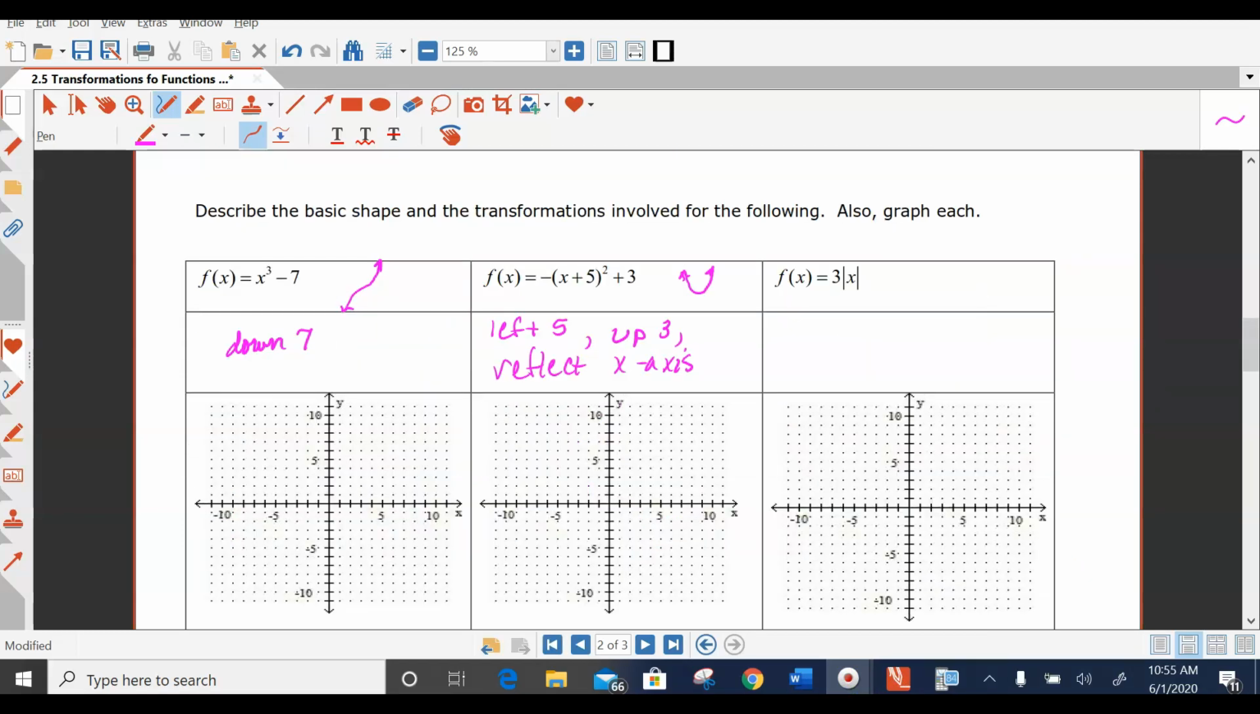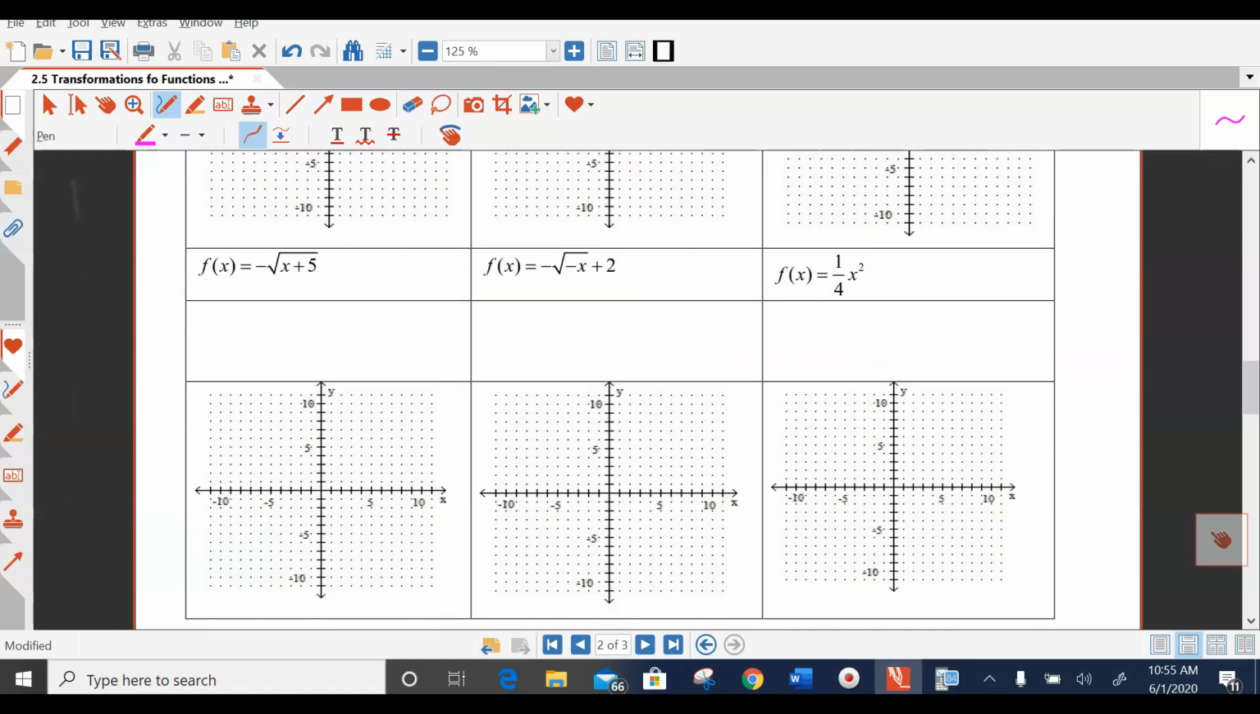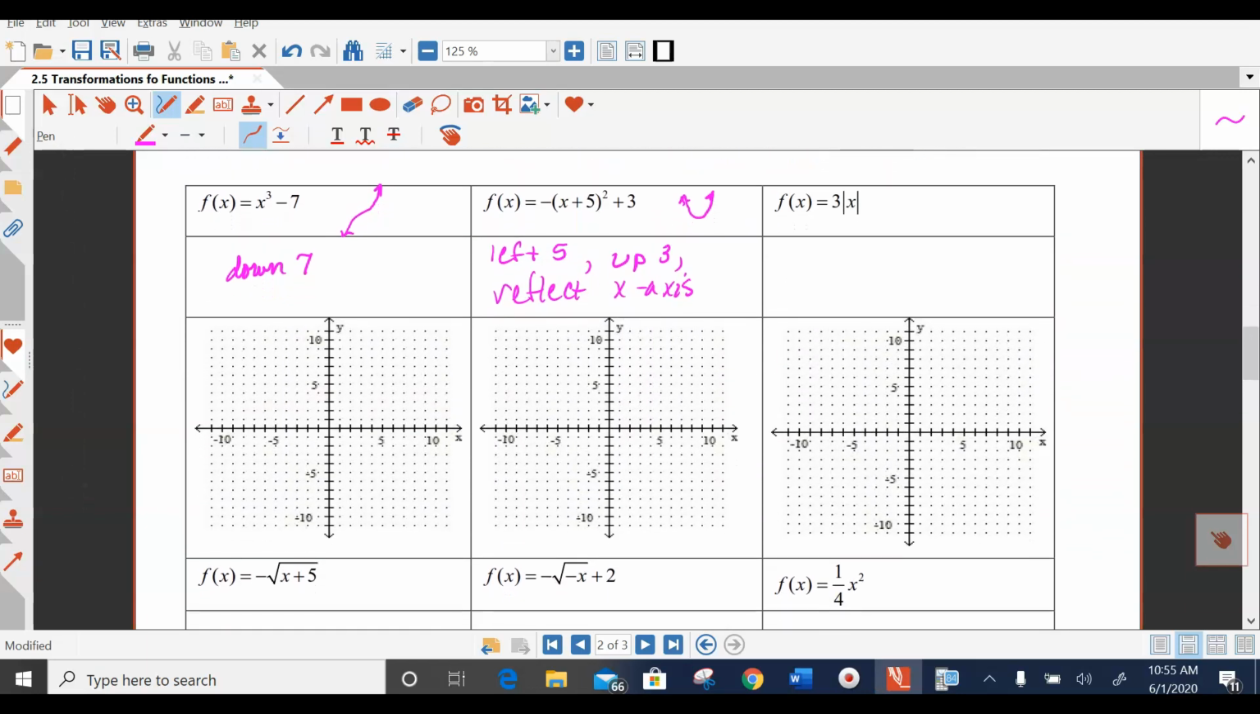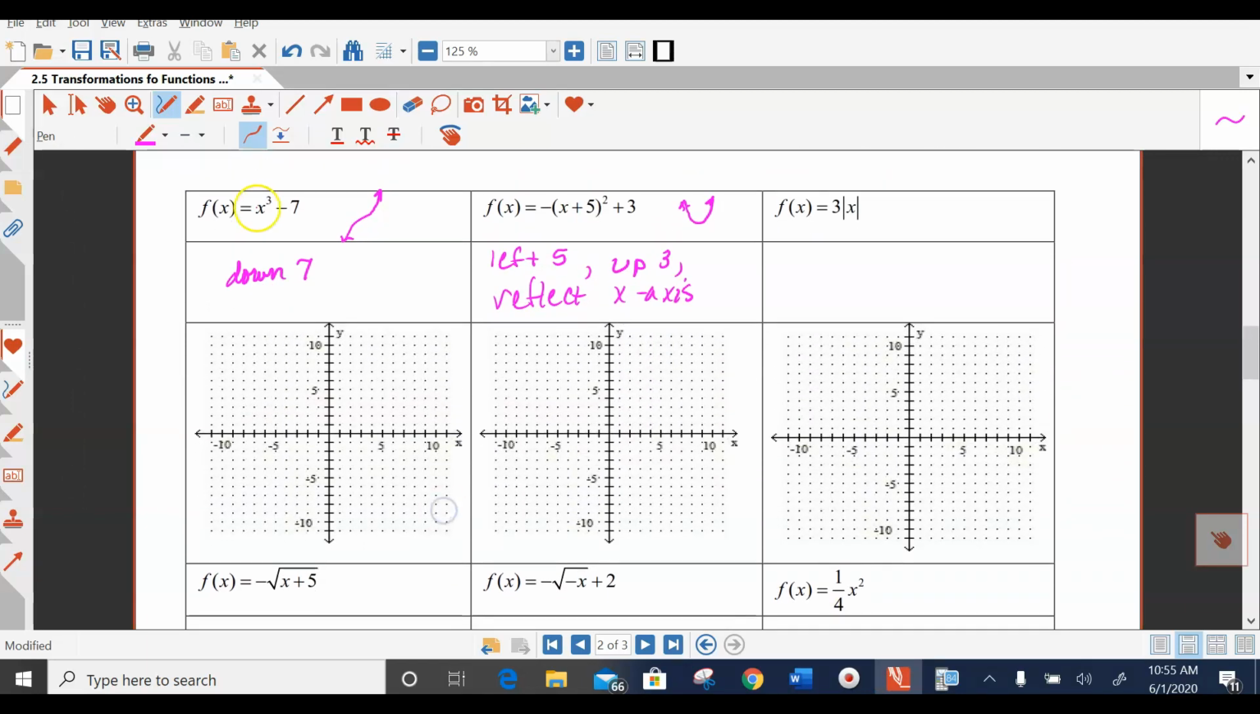Here is what I want you to do for the problems on this page. I want you to look at the equation, do a quick draw of the basic shape. The x cubed has this sort of curvy shape. Then once you've drawn the basic shape, tell what happens to it.